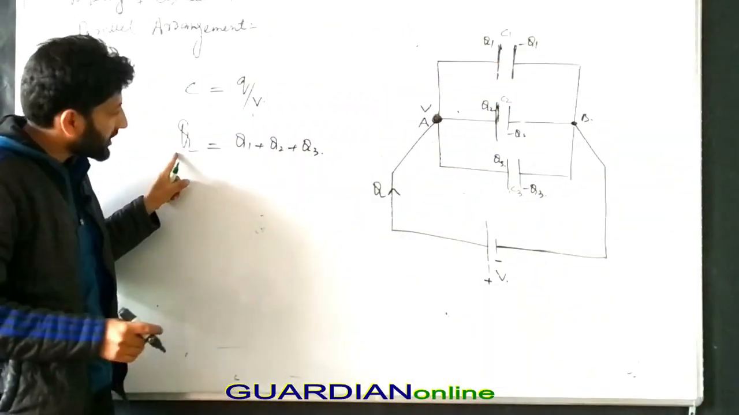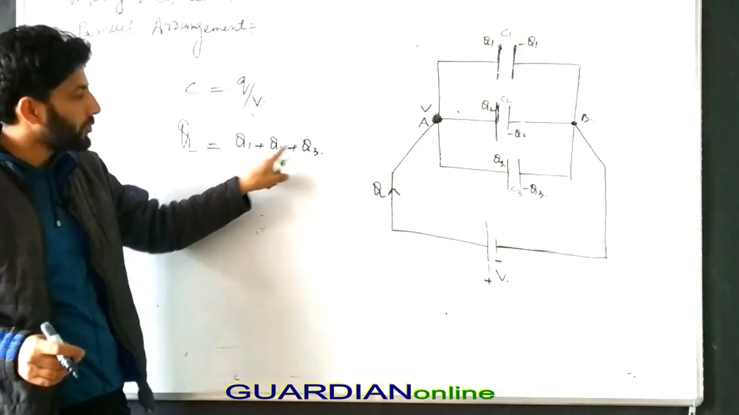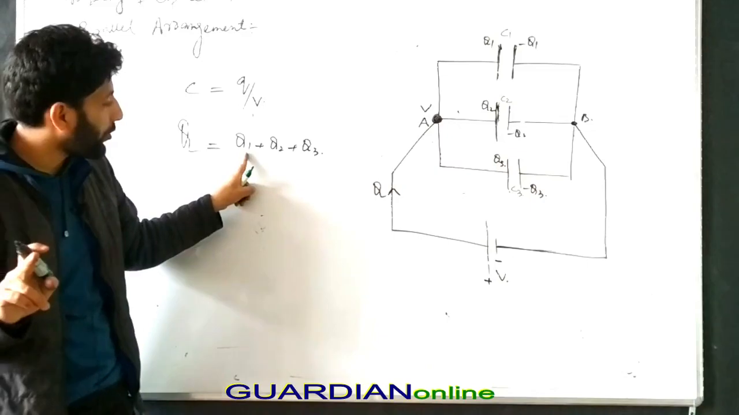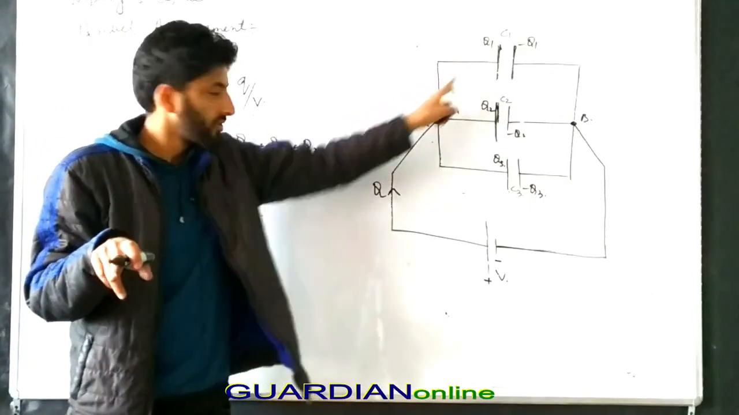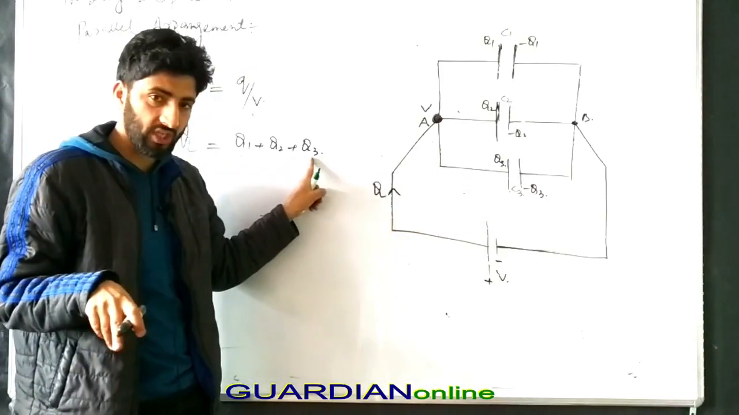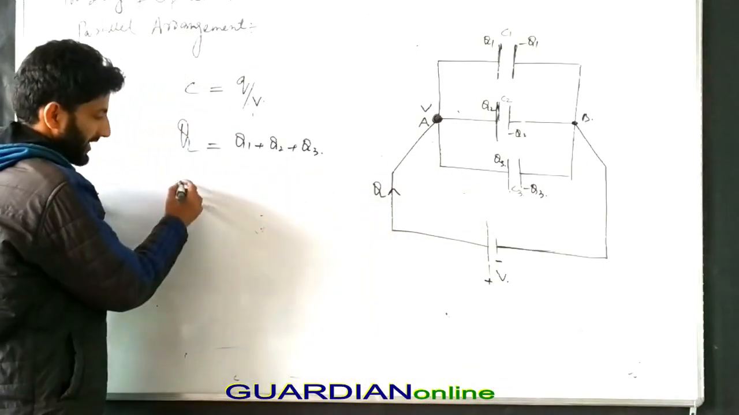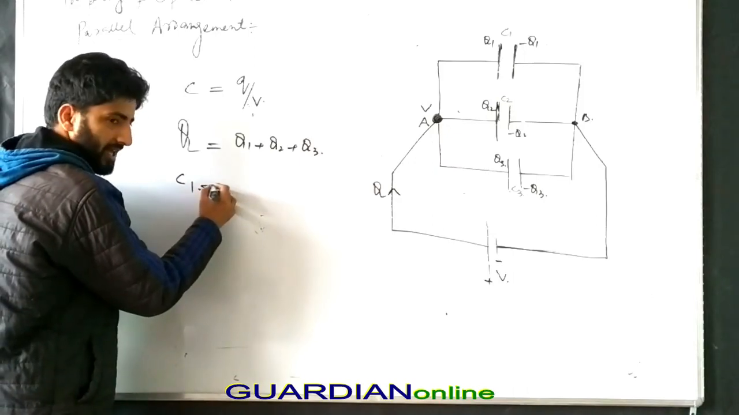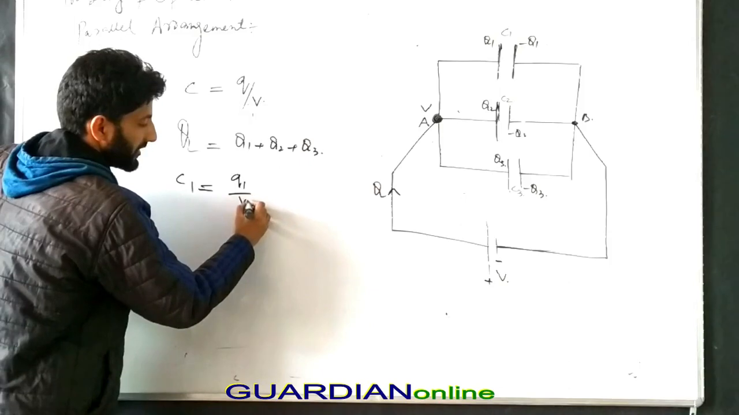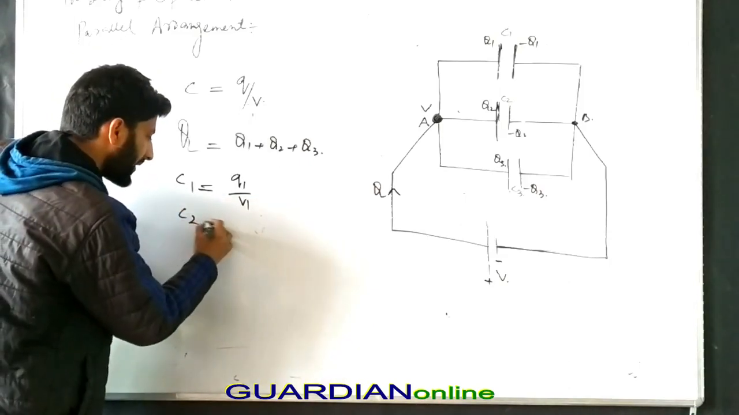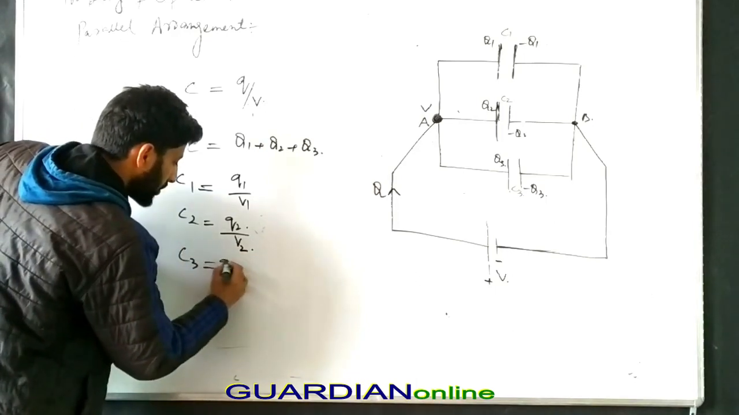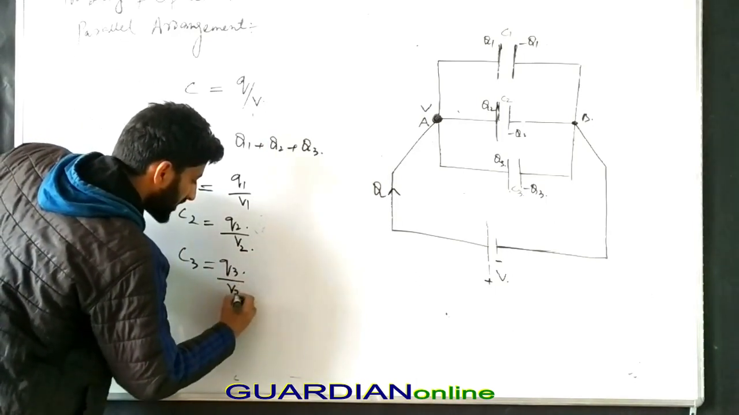So the total charge Q equals Q1 plus Q2 plus Q3. What is Q? The total charge. Q1 is the charge on capacitor C1, Q2 is the charge on capacitor C2, and Q3 is the charge on capacitor C3. Now, the capacitance of C1 equals Q1 divided by V1, C2 equals Q2 divided by V2, and C3 equals Q3 divided by V3.